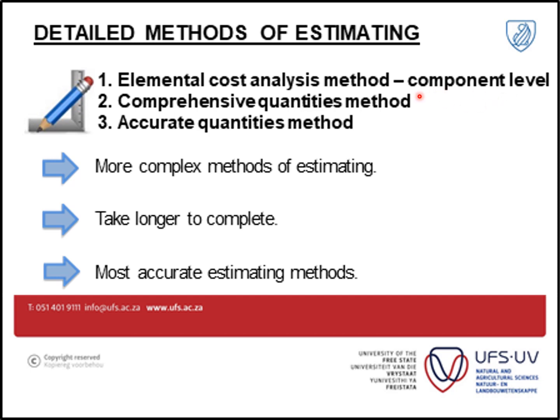We've looked at the analysis method so far. Then there is the comprehensive quantities method, which we're going to delve into, very similar to accurate quantities. Your accurate quantities will be the BOQ that you produce and go out on tender with. These are obviously more complex estimation methods than the previous ones. They take longer to complete and are the most accurate of all the methods.